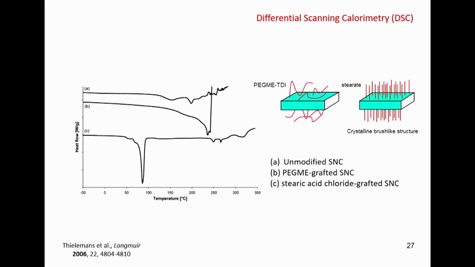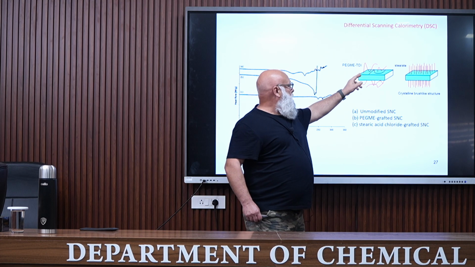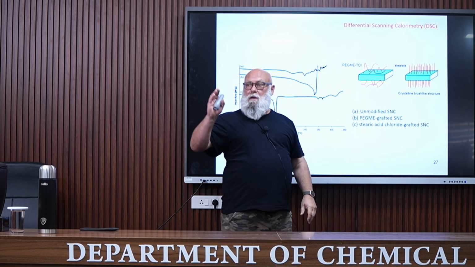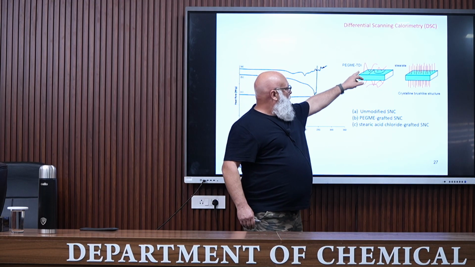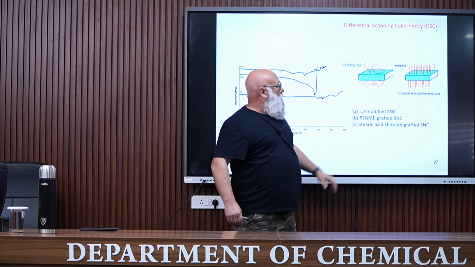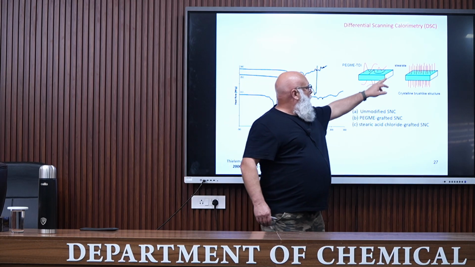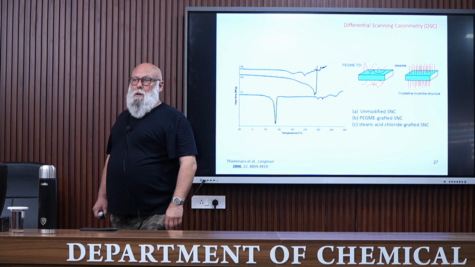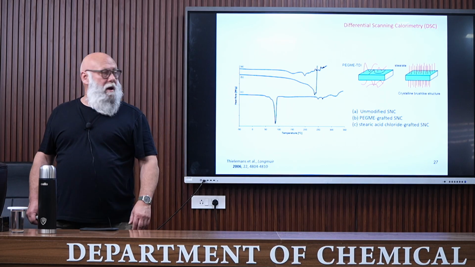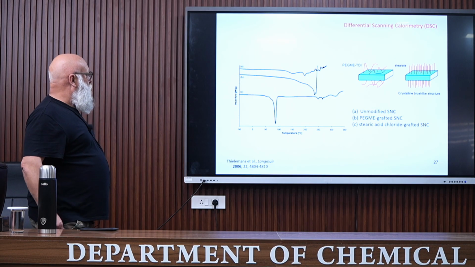Now regarding the grafting of molecules, this is the same example as previously. You remember polyethylene glycol has been grafted on the surface of starch nanocrystals with a good affinity of the graft chain for the surface of the nanocrystals, meaning that we have something like this because of the oxygen atom. And in the case of the stearates, there is no affinity, and we have a brush-like structure.